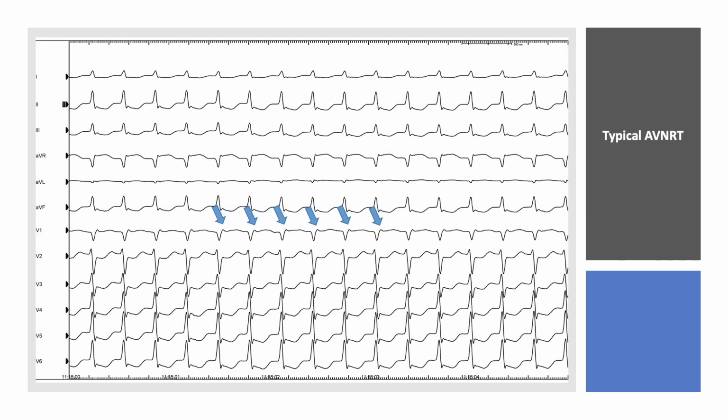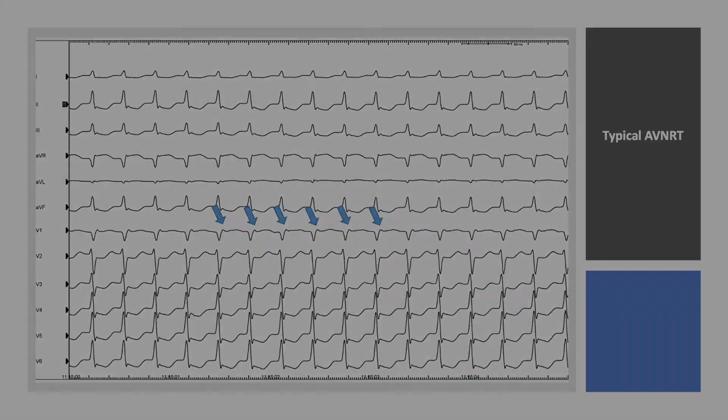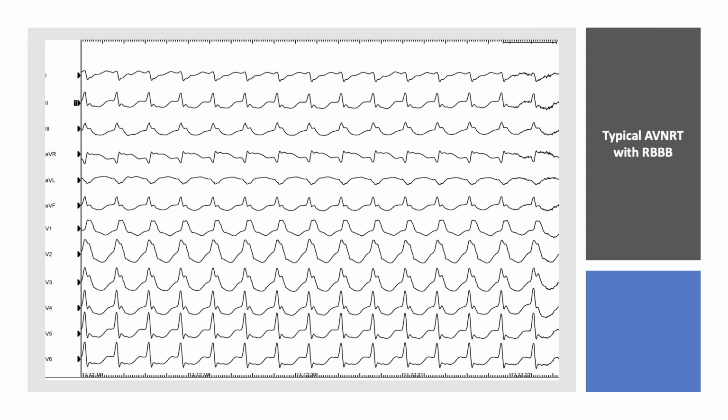During the EPS study, a regular supraventricular tachycardia compatible with the diagnosis of typical AVNRT was induced and then successfully ablated. At faster cycle length, the AVNRT showed aberrant conduction with a right bundle branch block pattern.